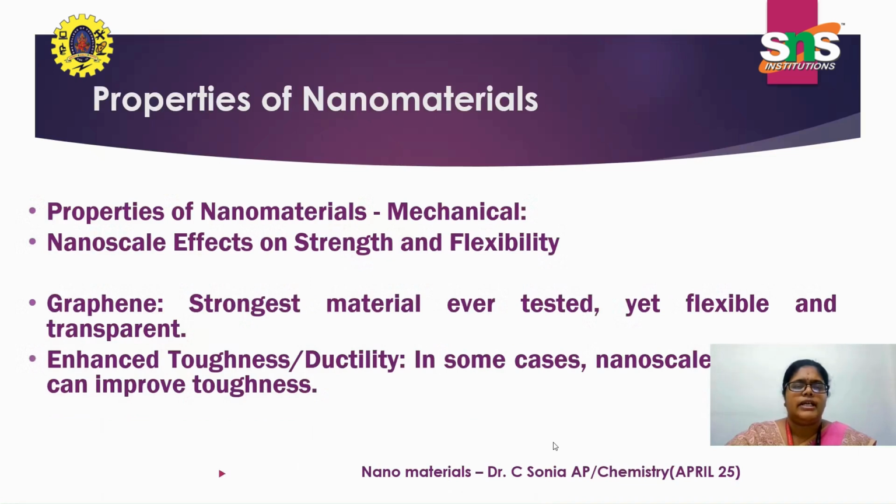So nanoscale effects again on the mechanical properties, that is graphene, the strongest material ever tested, yet flexible and transparent. Enhanced toughness and ductility. In some cases, nanoscale structures can improve the toughness. So graphene is a unique material which has surprisingly strong qualities among the nanomaterials.